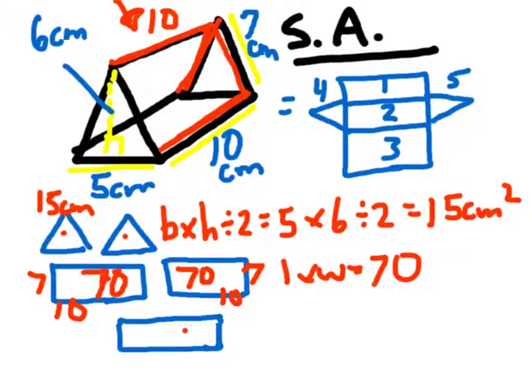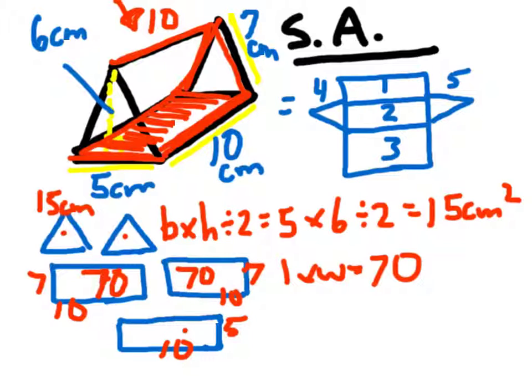Now we need to look at the bottom rectangle of our triangular prism right here. I'll shade it in so we can see it a little better. Here you'll notice the measurements are a little different. We still have a long side of 10, but our short side here is a 5. So the area for this last rectangle, length times width, is 50.